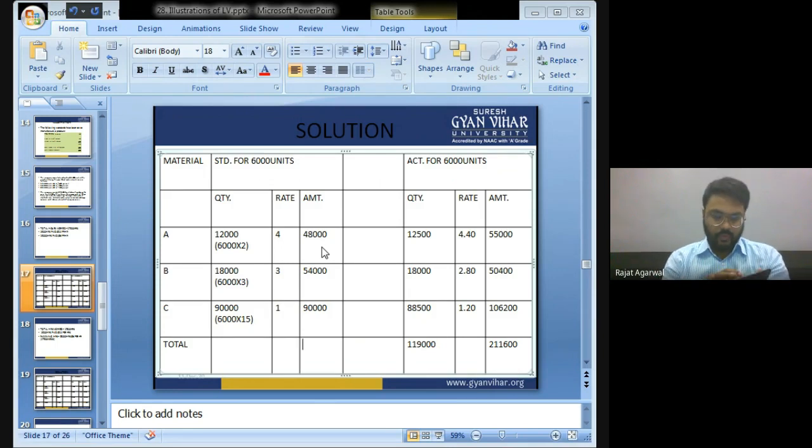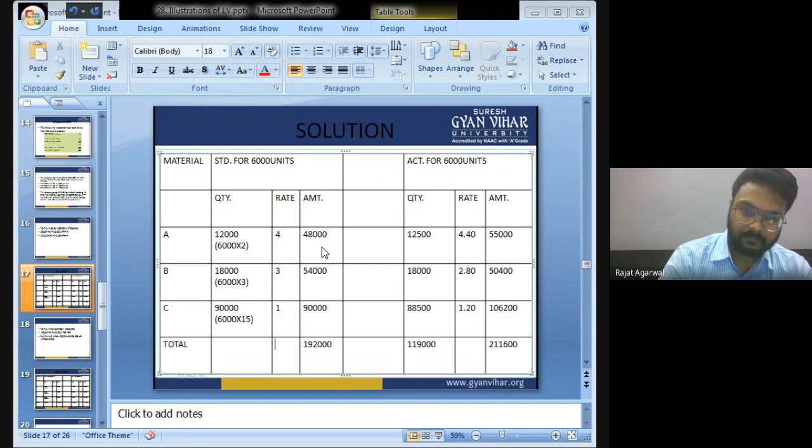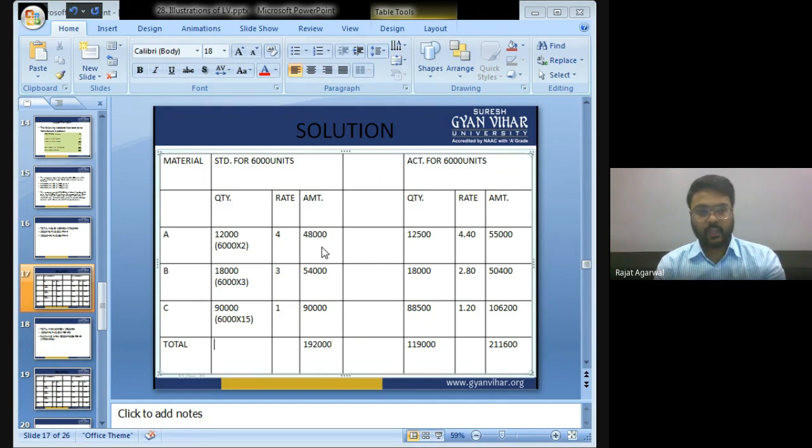Now 48,000 plus 54,000 plus 90,000, 1,92,000. Then 12,000 plus 18,000 plus 90,000, 1,20,000. So this is a table. We have made the table.